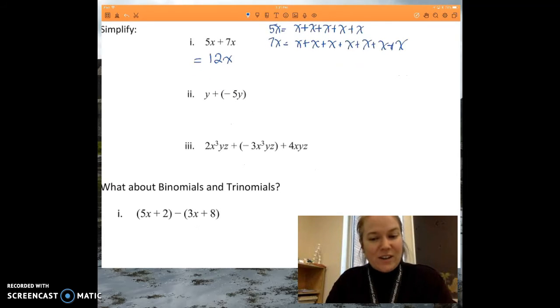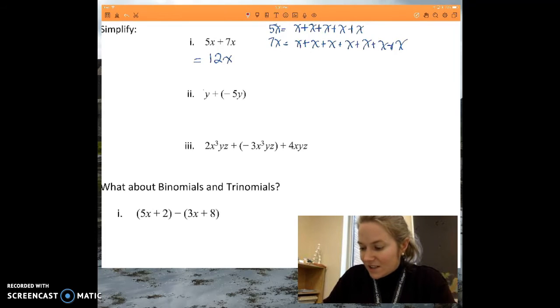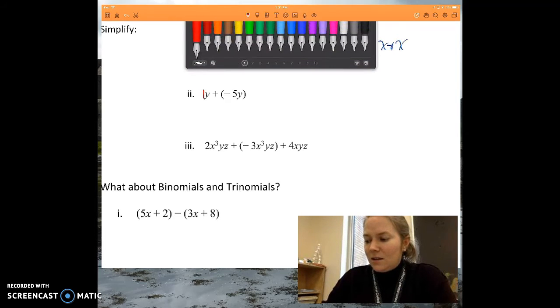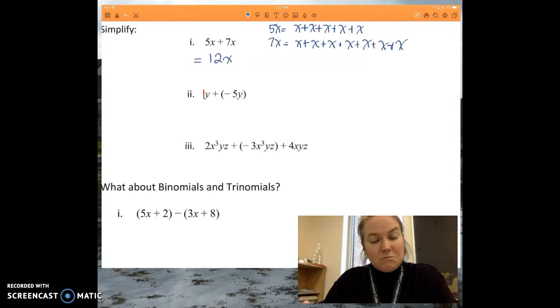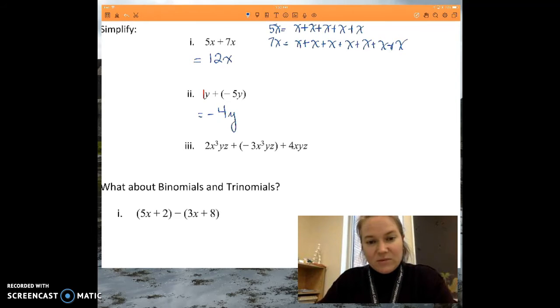Y plus negative 5y. Now you might say there's no number here, but secretly that's 1y. Just like we don't put the 1 in on exponents, we don't often write the 1 in front of a variable, because it's implied that if it's just y, there is only one of them. So we're going to treat this again much like the variables aren't there, because we know they're like terms. So we're going to say, what's 1 minus 5? And that's going to give us minus 4. Minus 4 what? Minus 4y.